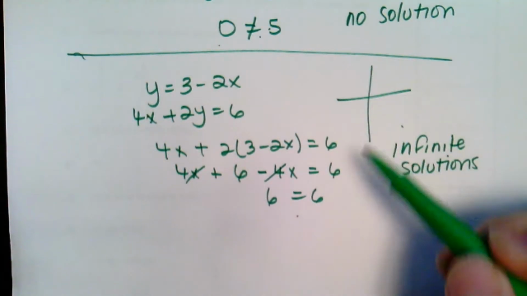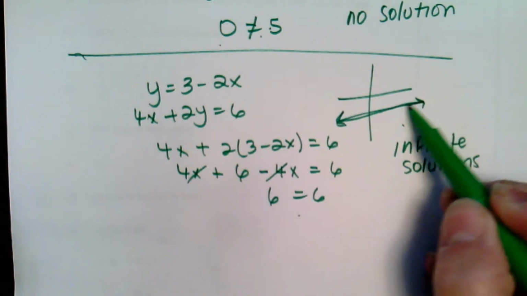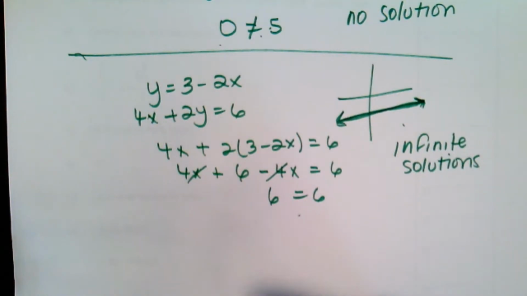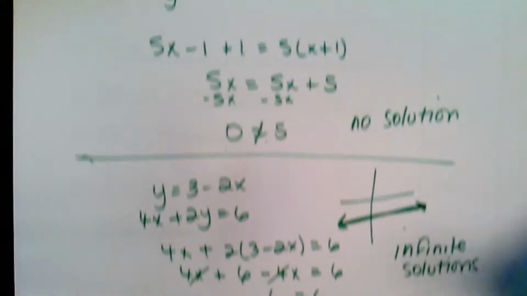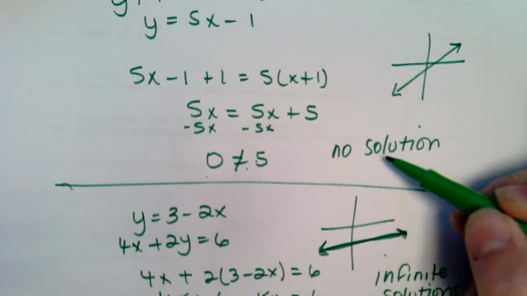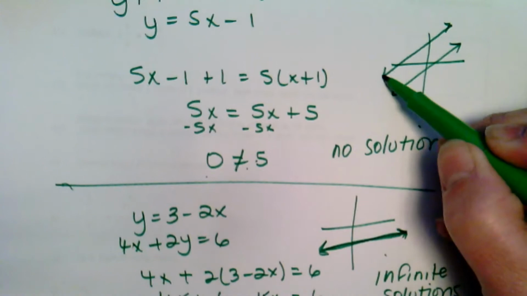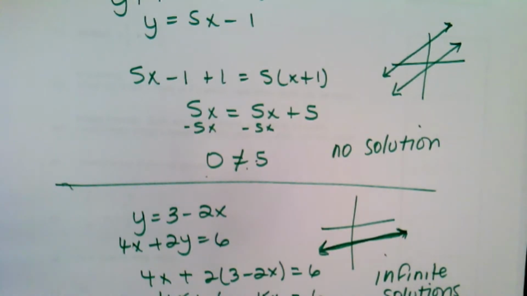So we have a coordinate system, we have a line, and then the second line is exactly the same spot as the first line. On our other one, we have a line, and since we have no solution, which means they never touch, then it's going to be a parallel line.